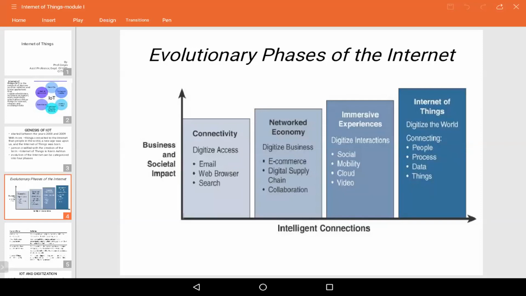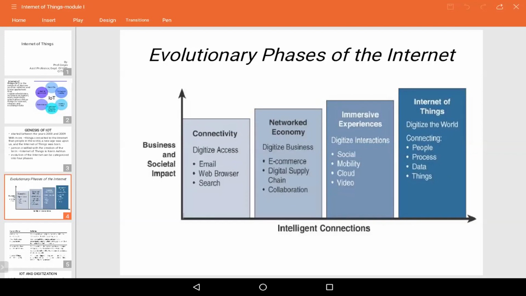If they ask the question, what are the different phases of the internet, you have to write this. Or if they ask about the different categories in the genesis of IoT or the evolution of the internet, you have to write all four phases. Looking at the diagram itself, it clearly differentiates the four different phases of the internet.